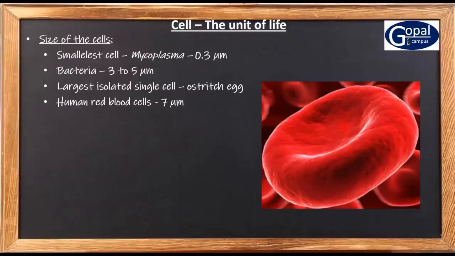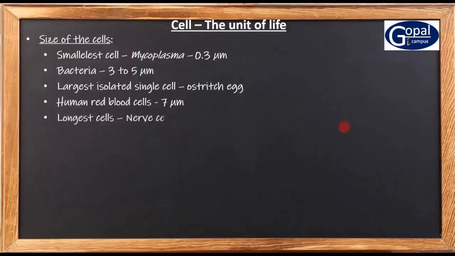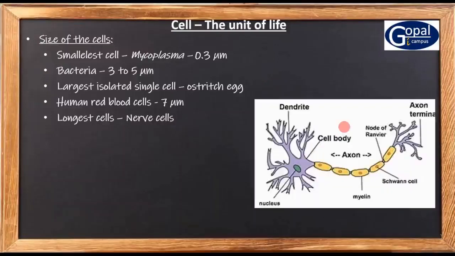Right? And then the longest cells. They are the nerve cells. Nerve cells are present in animals. So this is the longest cell. The longest cell in animals is the nerve cell. But there is also a longest cell in plants. The longest cells in plants are the fibers, sclerenchymatous fibers. Right? So this is about the sizes of the cells.